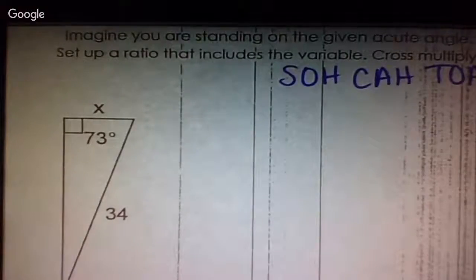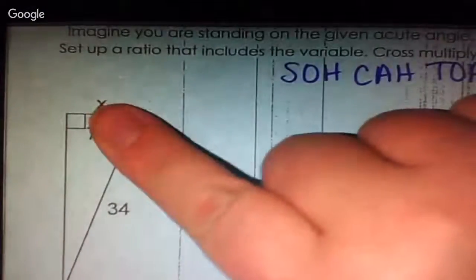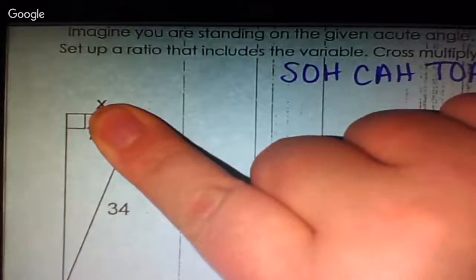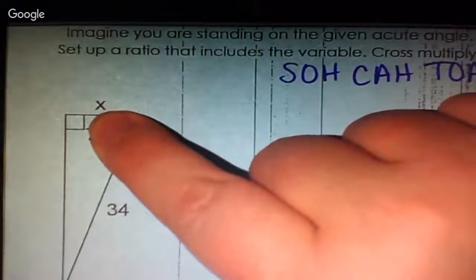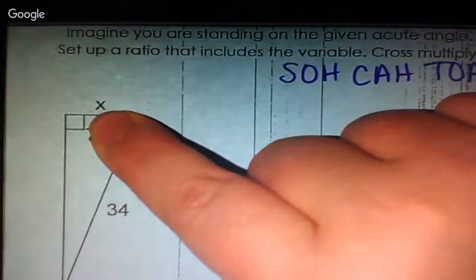When you solve these, just like you did yesterday to sort your triangles, we've got to figure out what we have and what we're trying to solve for. So my angle is 73. When I cover that, where's my opposite side? Which one of these is my opposite side if I cover my angle up? The 34? No, the long one. The one that's blank is my opposite side.